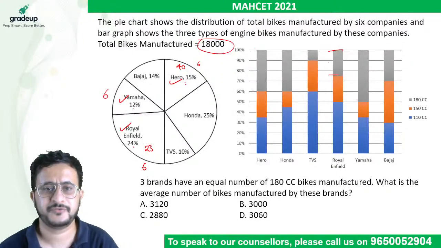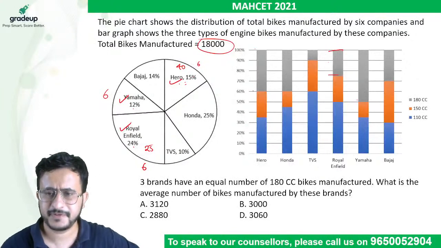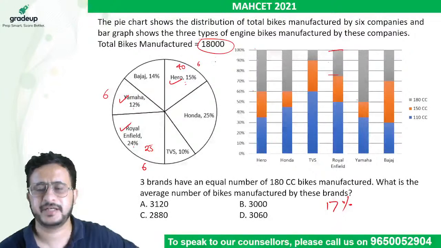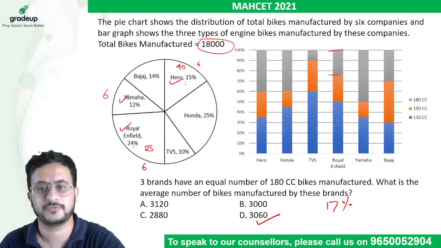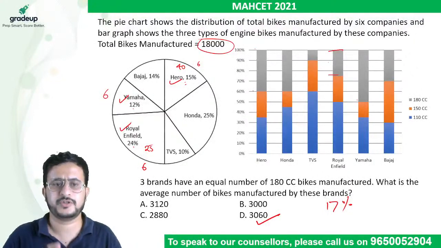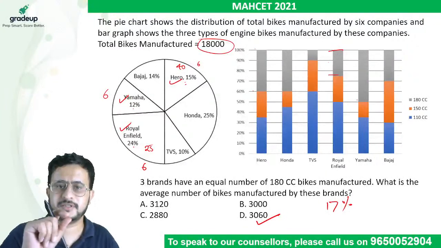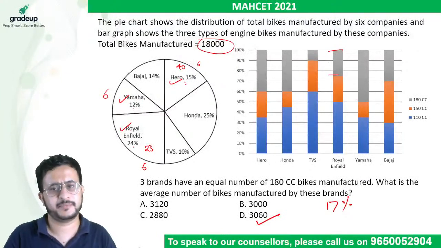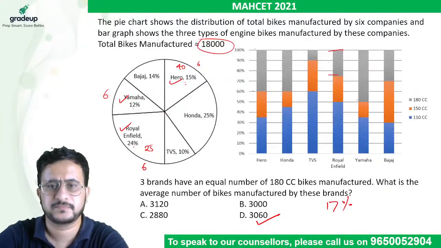12, 15, 24, 36 plus 15, 51, average is 17%, right? 17% of 18,000. So 17 into 18, 3060. Okay, so that will be your answer. Okay, so remember one thing in pie chart: always use the total value in the final calculation. Do not use it in intermediate calculation. Okay, so that will be your answer to this question.